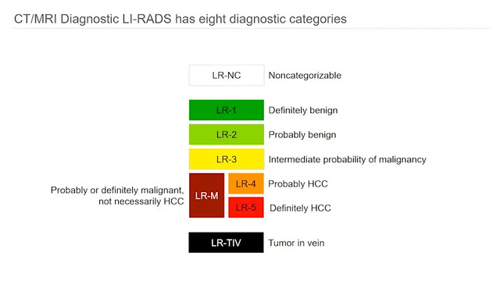CT/MRI diagnostic LI-RADS includes 8 diagnostic categories, and they range from definitely benign to definitely HCC, and this is LI-RADS 1 through LI-RADS 5. And we also have side categories, including LR-NC, non-categorizable, LR-TIV, tumor in vein, and LR-M, probably or definitely malignant, not necessarily HCC. And again, we will discuss this shortly in more detail.